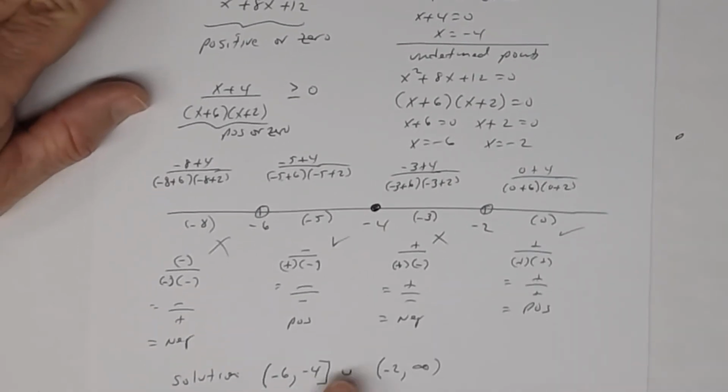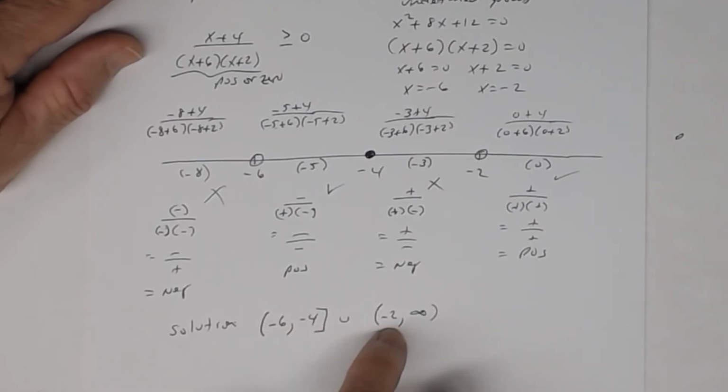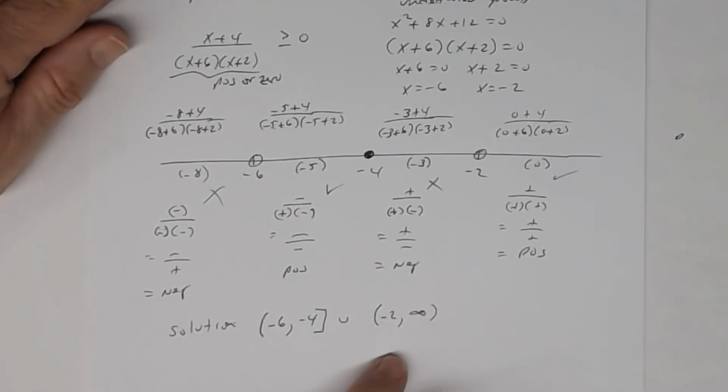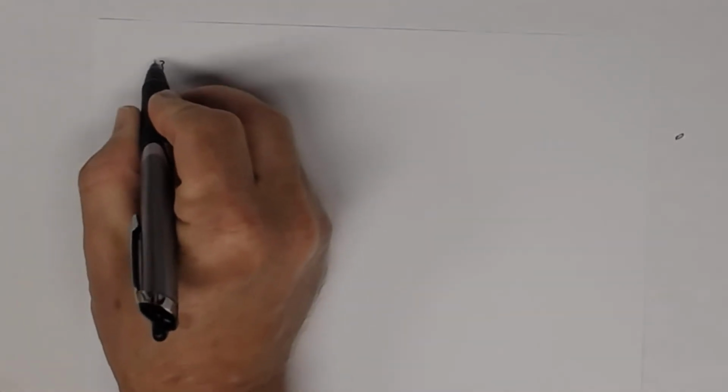That's number 2. So you found your solutions. Any real number between negative 6 and negative 4, including negative 4, and any real number between negative 2 to infinity, not including negative 2, is a solution. All right, so let's do one more. So this is number 3. Very simple, not difficult at all. All right, so number 3.